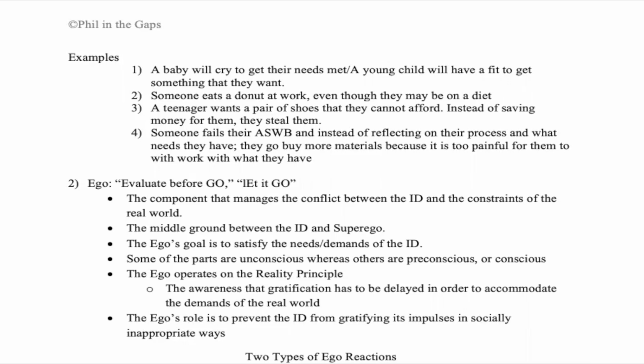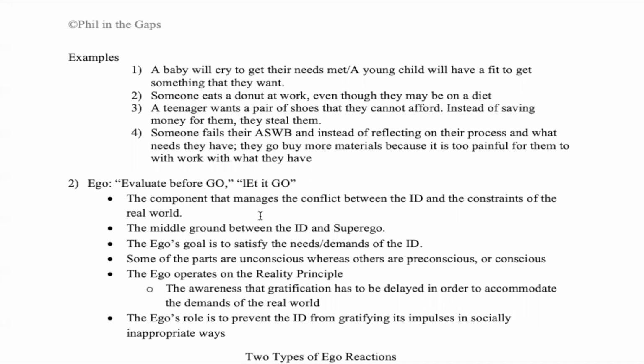Another example, someone fails their ASWB exam, and instead of reflecting on their process and what needs they have, they go buy more materials because it's too painful for them to work with what they have. And they're filling that pleasure center with more and more and more, when oftentimes when it comes to studying, less is more, and focusing on your needs and how you learn is going to be the pivotal moment of how you go into the exam to kick it directly in the chest to get the job done. So when you think of the ID, think of impulsive decision making.